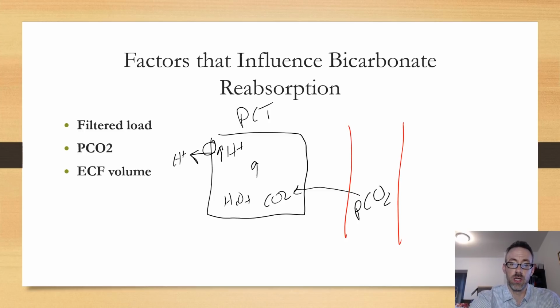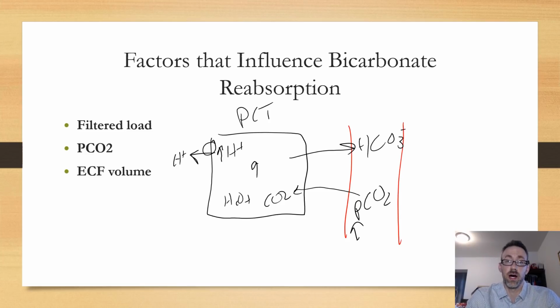If the PCO2 levels go up, that increases the concentration of protons that can be secreted into the lumen, and I can reabsorb more bicarb. If the PCO2 levels go down, that's going to reduce the amount of protons I have and reduce the rate with which they can be secreted, and then my bicarb reabsorption will decrease. So again, an increase in PCO2 increases bicarb reabsorption. A decrease in PCO2 decreases bicarb reabsorption.